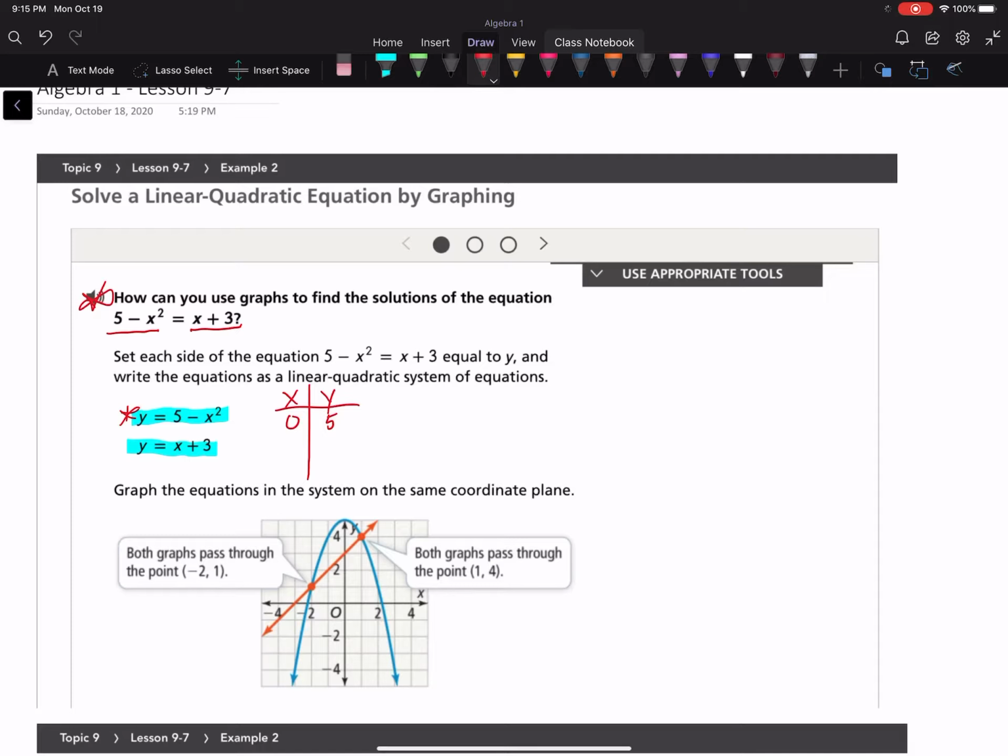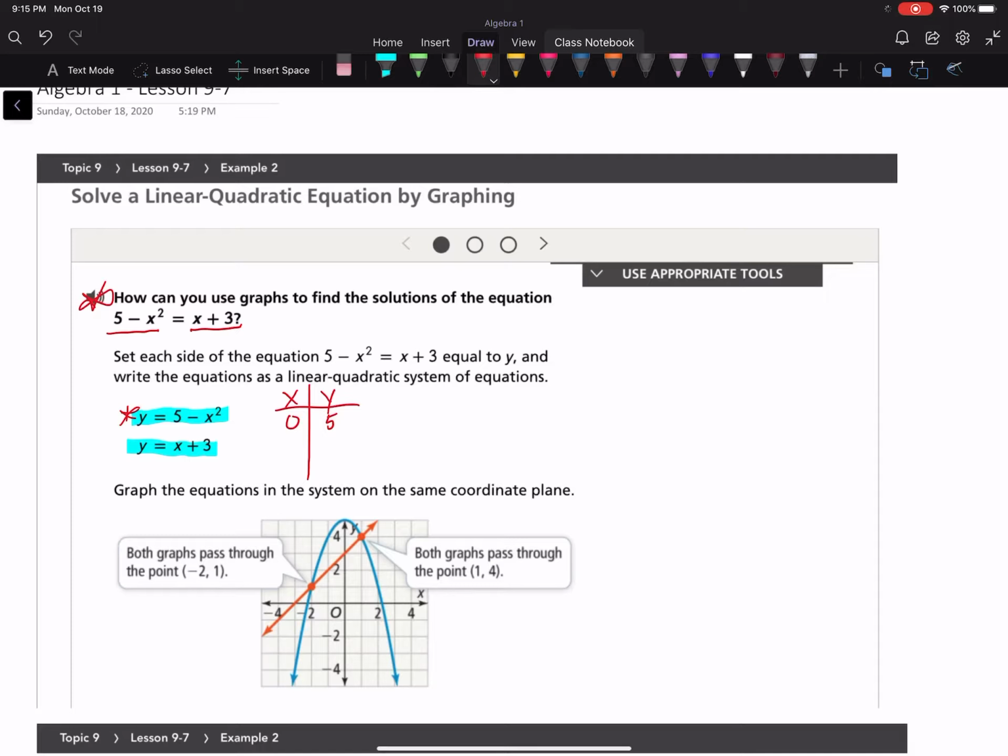Our first example is pretty much already done for you. It says right here, how can you use graphs to find the solutions of the equation? And basically you just set each side of the equals equal to a y. So you're going to let y equal 5 minus x squared, and you're going to let y equal x plus 3. That's what they did here and here.